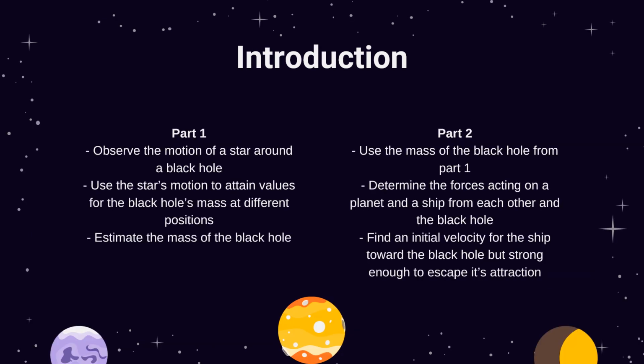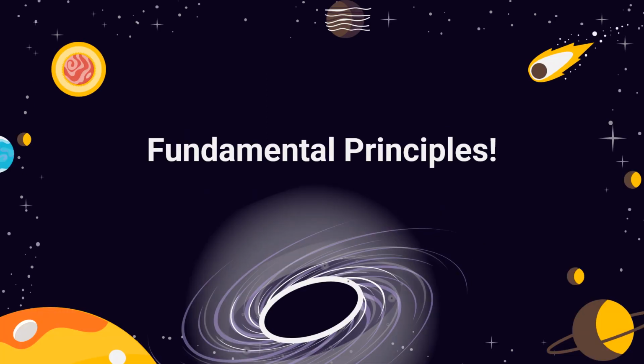This lab is entirely computational, and it contains two parts. The first part involves observing a star's motion around a black hole in order to find the mass of that black hole. And then the second part is a ship leaving a planet orbiting the black hole, and the goal is to find a velocity for the ship to move toward the black hole but be able to escape its attraction force. Before we can get into the computational models, we need to look at some of the fundamental principles.